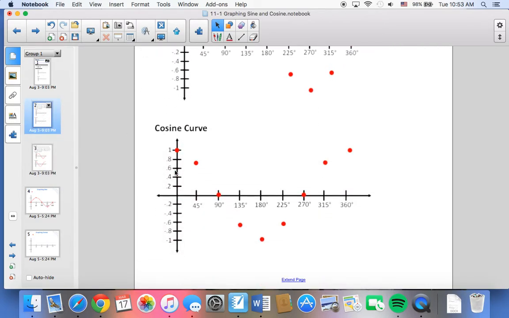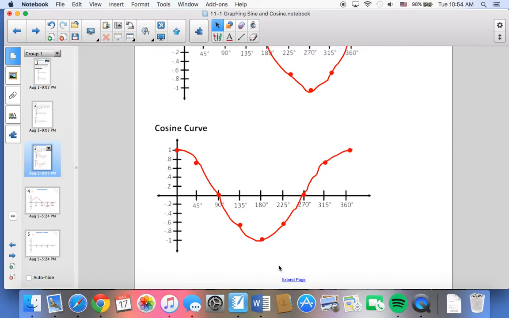So we'll plot cosine of 0 is 1, cosine of 45, 0.71, cosine of 90, 0, cosine of 135, negative 0.71, cosine of 180, negative 1, cosine of 225, negative 0.71, cosine of 270, 0, cosine of 315, 0.71, and cosine of 360, 1. When you connect them, this is what yours should look like. Again, I had to do it with my mouse, so it's a little shaky, but it should be curvy.